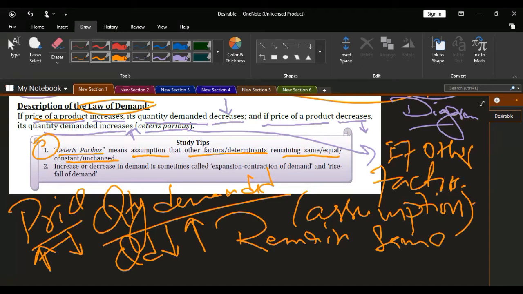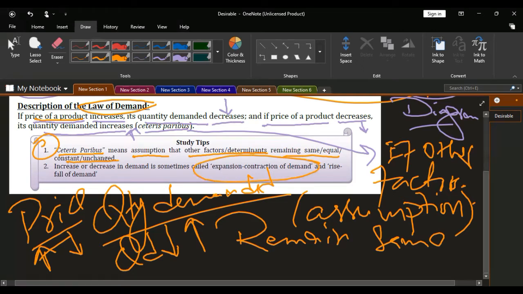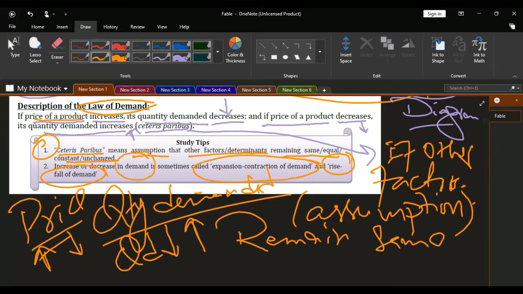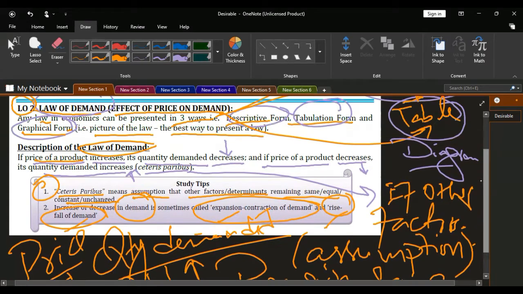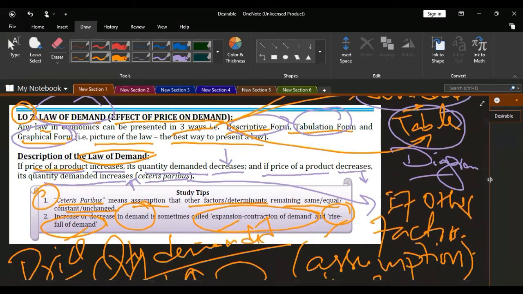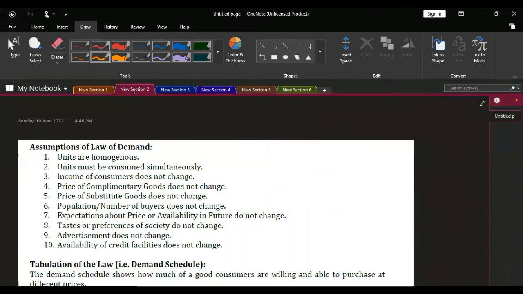So next, increase or decrease in demand is sometimes called expansion or contraction of demand, and sometimes called a rise or fall of the demand curve. So this is the law of demand.